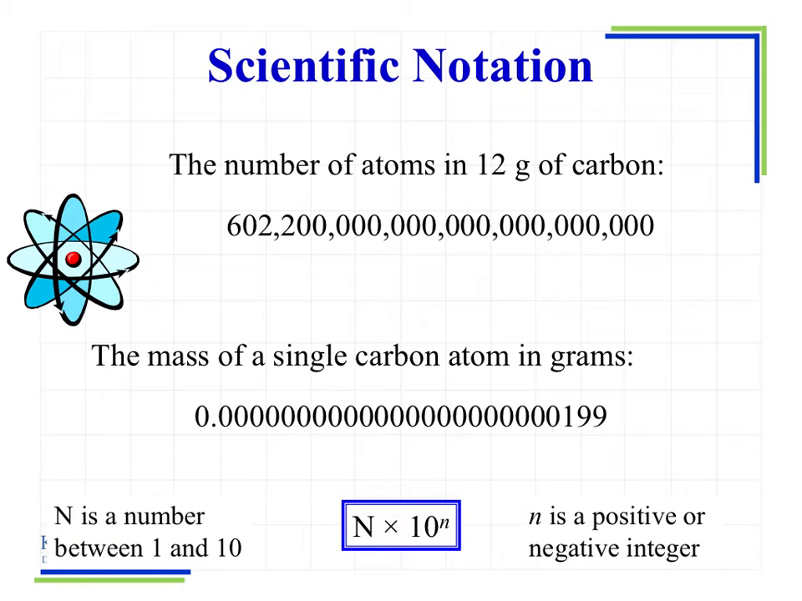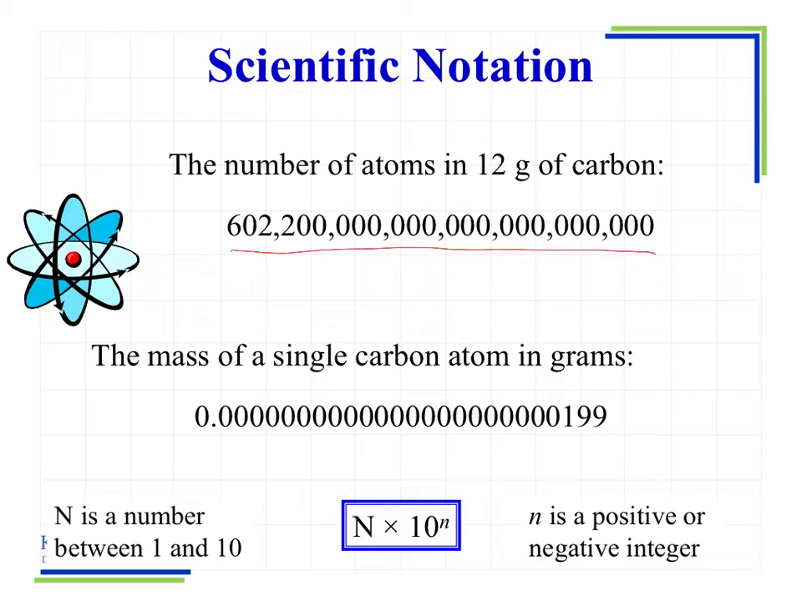So what is scientific notation? Think about the mass of 12 grams of carbon. How many atoms do we have? Well, this is the number of atoms we have in 12 grams of carbon. So this is a very, very large number. We can use scientific notation to make it smaller.